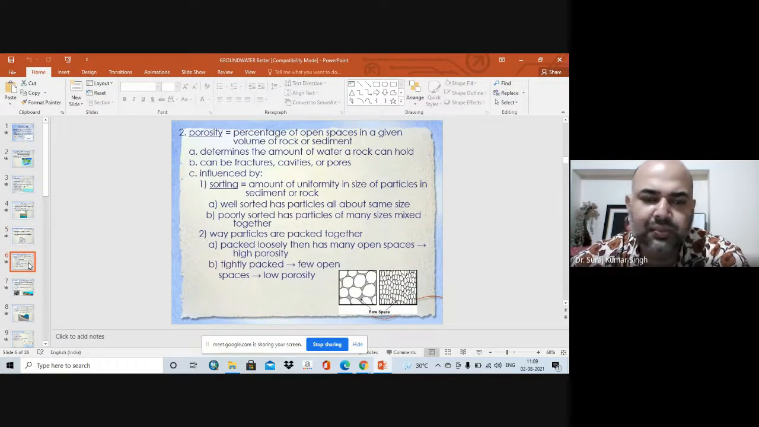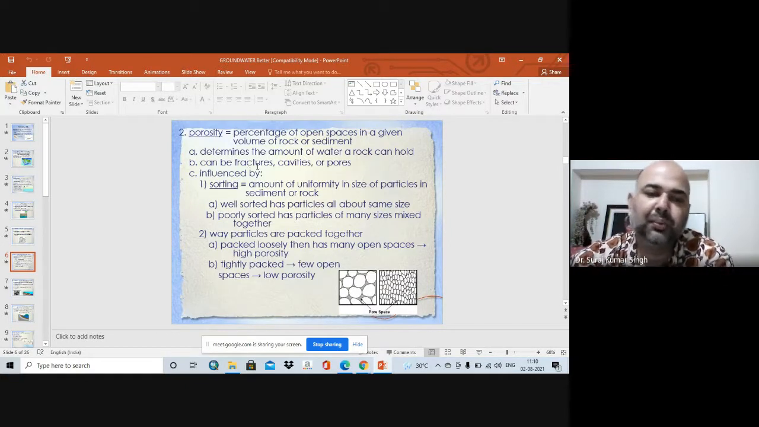Then the second one is porosity. Porosity is the percentage of open spaces in a given volume of rock or sediment. That is the void spaces available in any rock types or soil types. So it determines the amount of water a rock can hold. The property by which a rock can hold different amounts of water is known as porosity, and that depends on the cracks, fractures, joints, and lineaments.